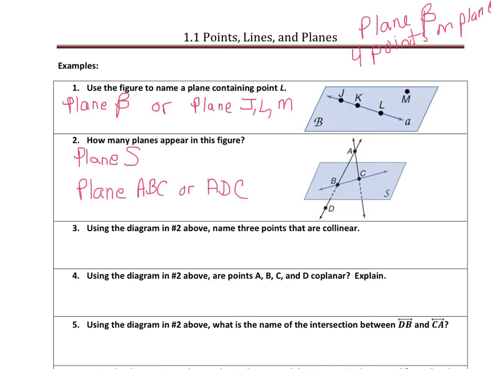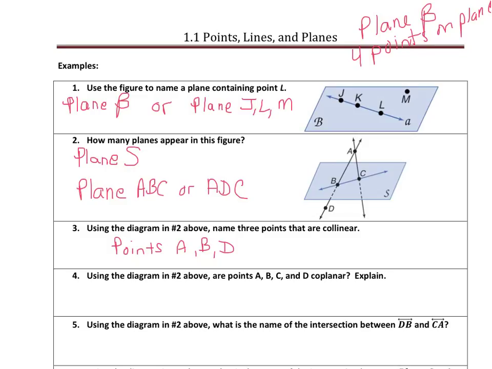Alright, using the same diagram here on example number 3, name 3 points that are collinear. The only 3 points that are collinear in that diagram would be points A, B, and D. There are no other answers possible for that. We could say that A and C are collinear, but that is not what the requirement was to get 3 points.